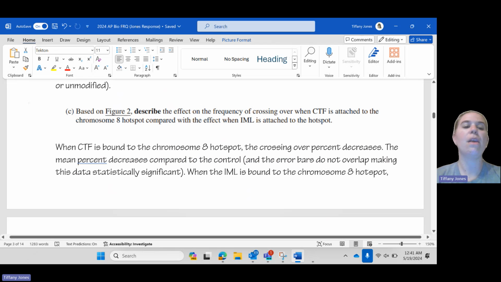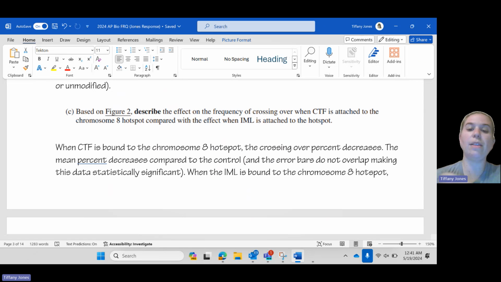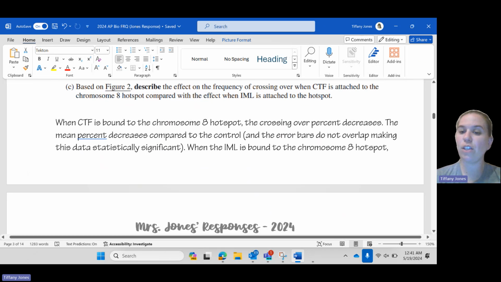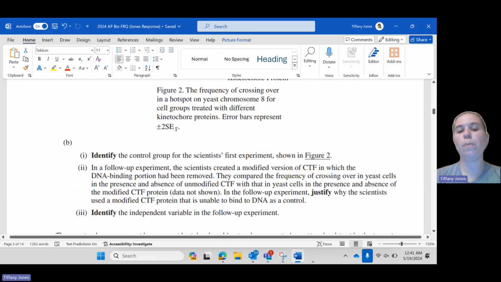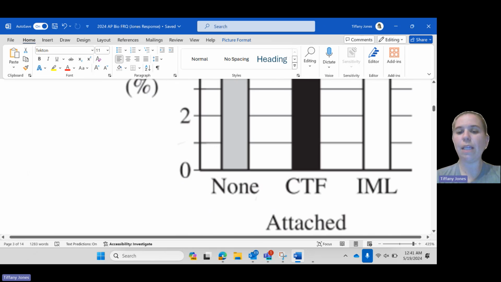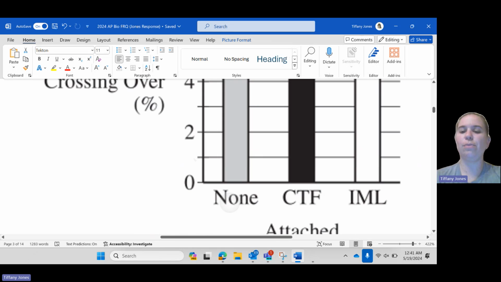Part C says to describe the effect on the frequency of crossing over when it's attached to it compared to when this other one was attached. And so we see that the crossing over percent decreases because we can compare that to the control. So when you compare it, you can see that, it's not going to zoom, sorry.